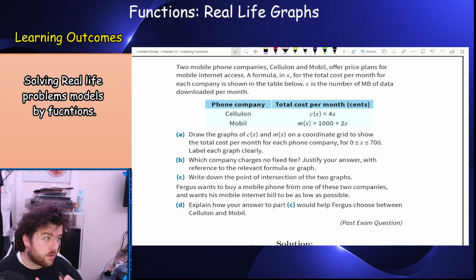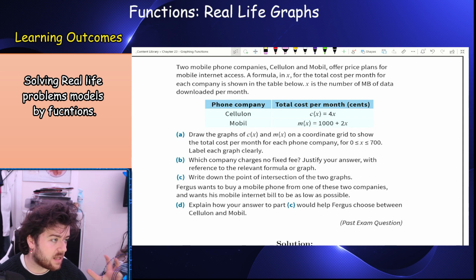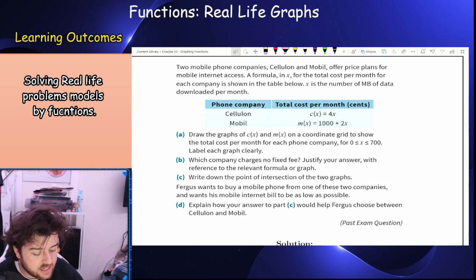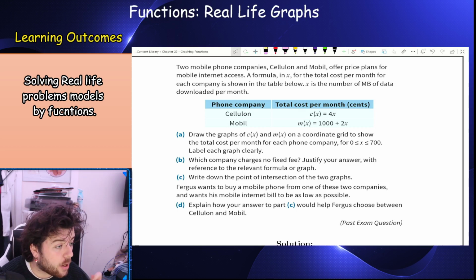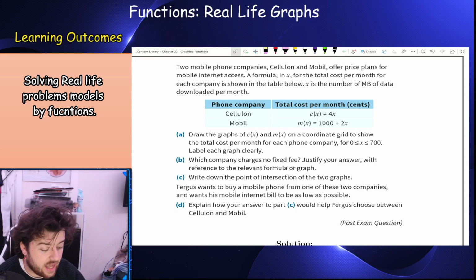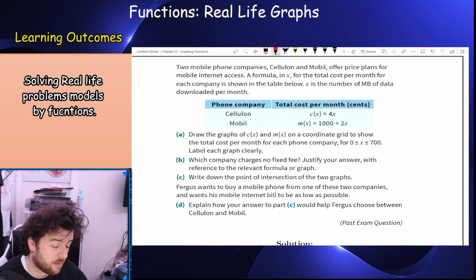So two mobile phone companies, Cellulon and Mobile, offer price plans for mobile internet access. A formula in X for the total cost per month for each company is shown in the table below. X is the number of megabytes of data downloaded per month. So Cellulon, they cost 4x. So for every megabyte you use, in cents, by the way, so it says here the price is in cents. So it costs you here 4 cents for every megabyte you use. X is the number of megabytes you use. So it'd be 4 times the amount of megabytes, in cents.